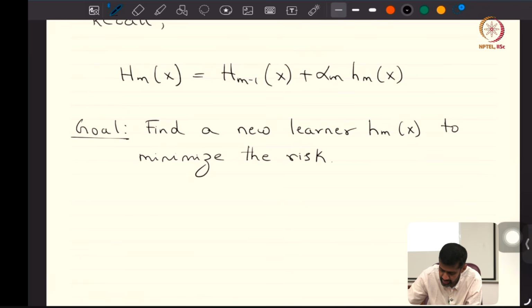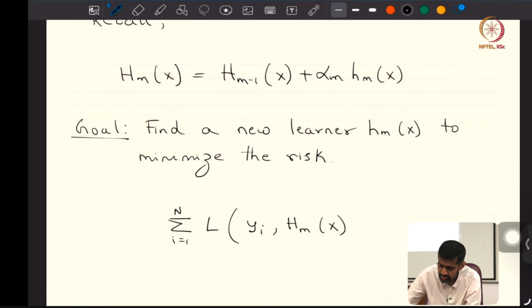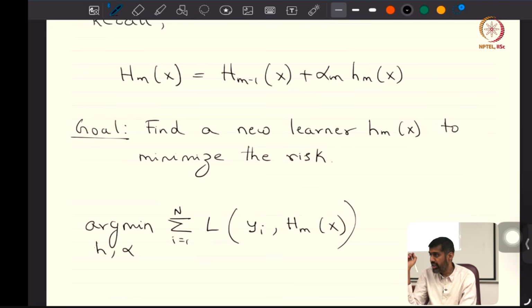So, what is the risk, mathematically speaking? We have i from 1 through n, we have some L, the corresponding loss function of y_i comma h_m(x). We need to minimize the loss at the mth stage, and the optimization is over h and alpha. We need to find an alpha and an h such that the risk of h_m is minimized. Please note that all of these h are hypothesis functions, right. So, we need to minimize this.